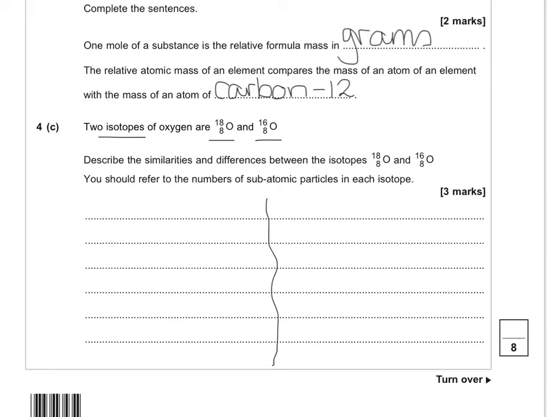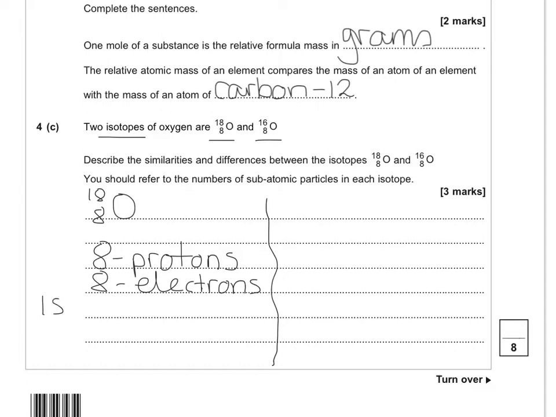Okay, so we'll start with oxygen-18. It's got 8 protons, and therefore it has got 8 electrons. To work out the number of neutrons, we're going to do the mass number minus the proton number, which equals 10 neutrons.